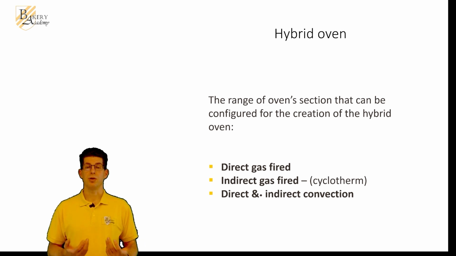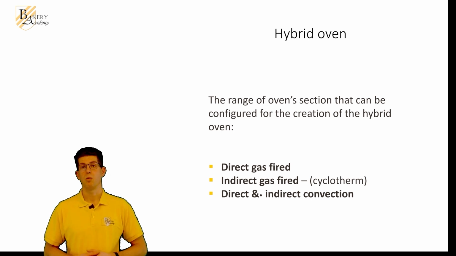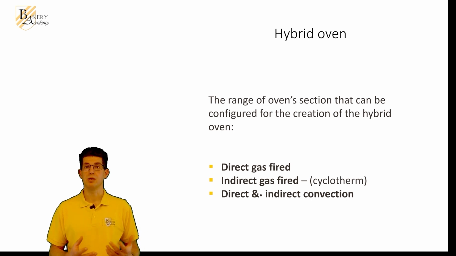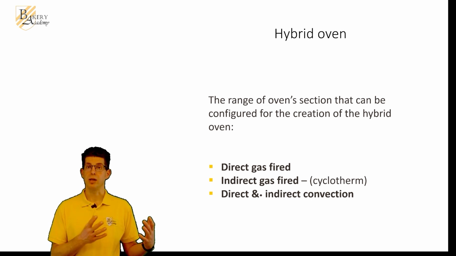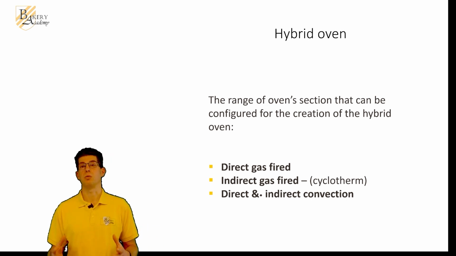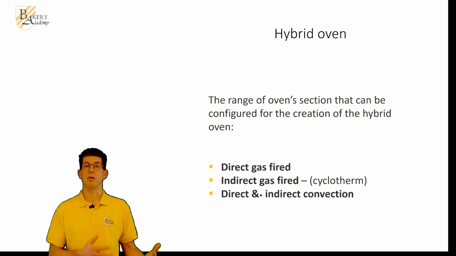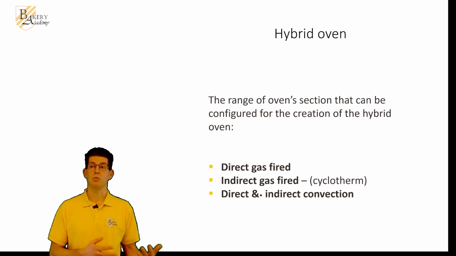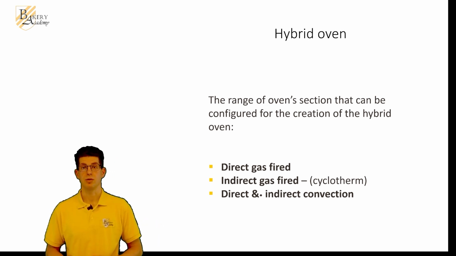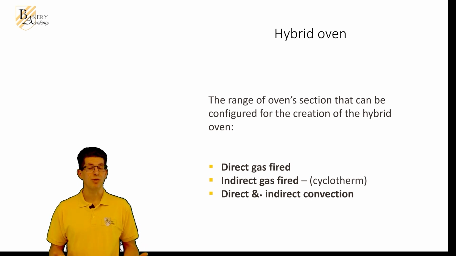Based on the different oven types, we now have the opportunity to combine different setups, meaning that we can design each different zone to be used in a different way. So we could combine direct gas-fired ovens with indirect gas-fired ovens. We could use convection with indirect convection. Also, electric heating is an additional option.